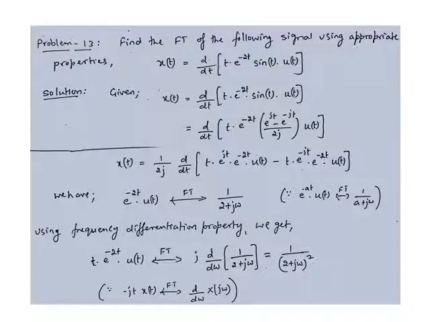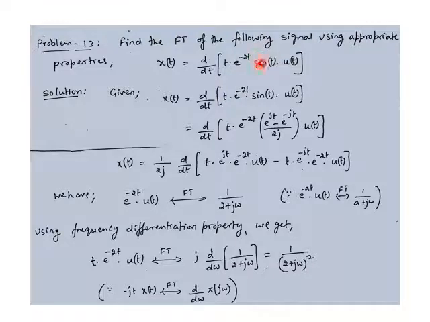Moving on to the next problem. Find the Fourier transform of the signal using an appropriate property. This question was asked in a previous question paper, where you can look at this particular problem. They specified only appropriate properties. x of t is given as d by dt of t into e to the power minus 2t into sine t into u of t.